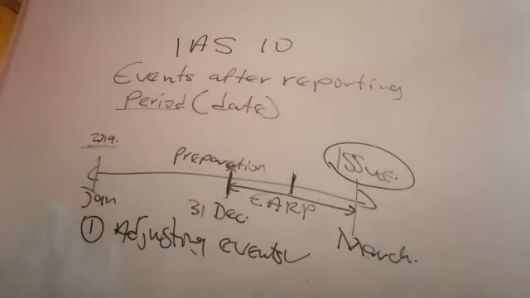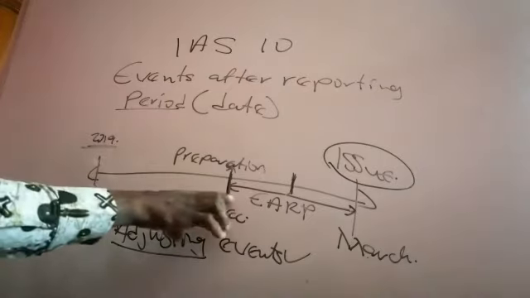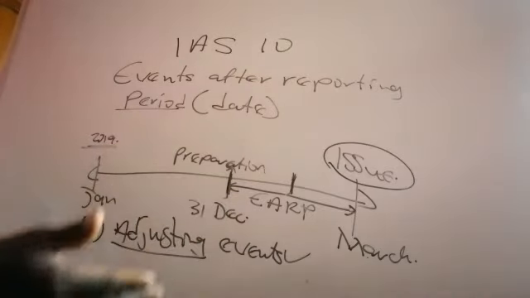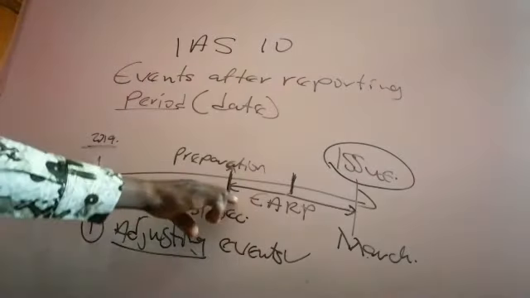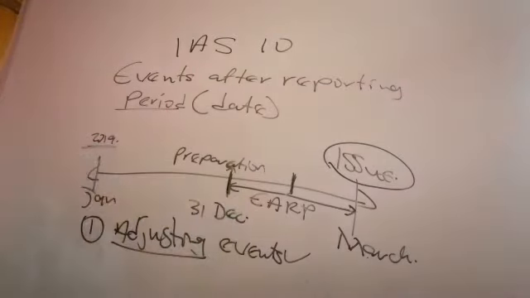Good. Now, let's see the accounting treatment. The accounting treatment, as the name suggests, adjusting events: such events must be adjusted. It means that the financial statement must be adjusted. So we said that the financial statement, we've already prepared it. Auditors are auditing it, right? Good. Now, you're going to make some adjustments because you've gotten events after the reporting period.